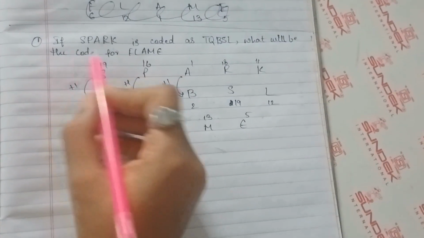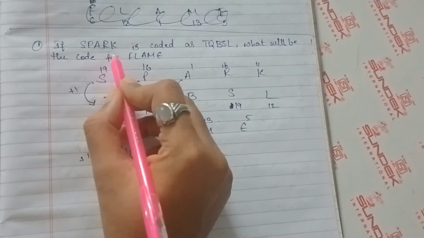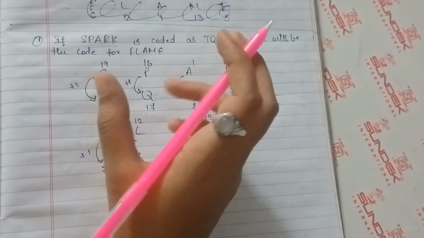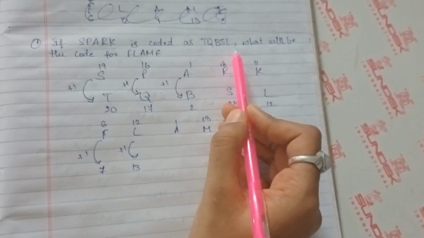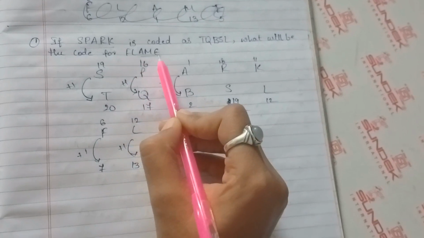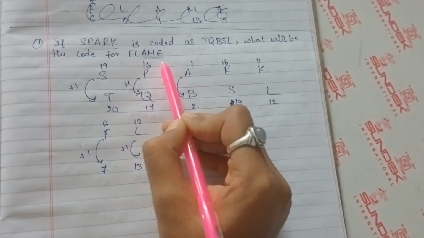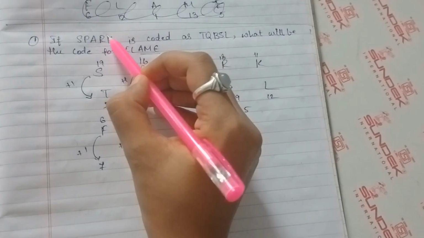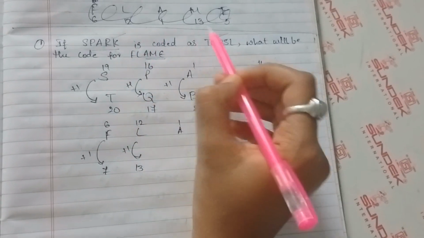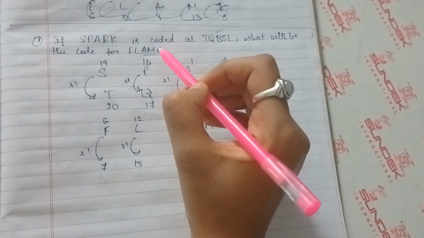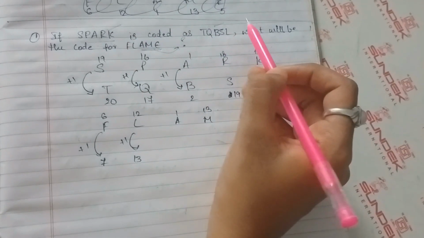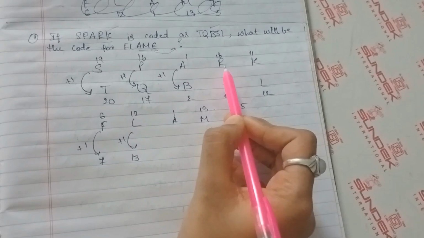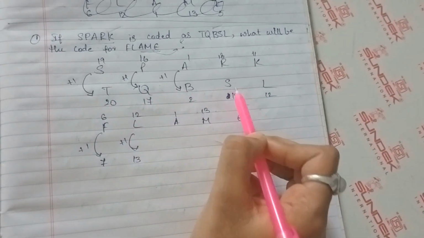So for the first sum: if SPARK, it's not generally a word, it doesn't contain any meaning. Okay, so SPARK is coded as TQBSL. What is the code for FLAME? So to find the code of FLAME, let's first see what's the relation between SPARK and this code. Once we find the relation between these two, the same relation applied to FLAME will give us its code. Okay, so first let's see the relation between these two. So I wrote SPARK and TQBSL.